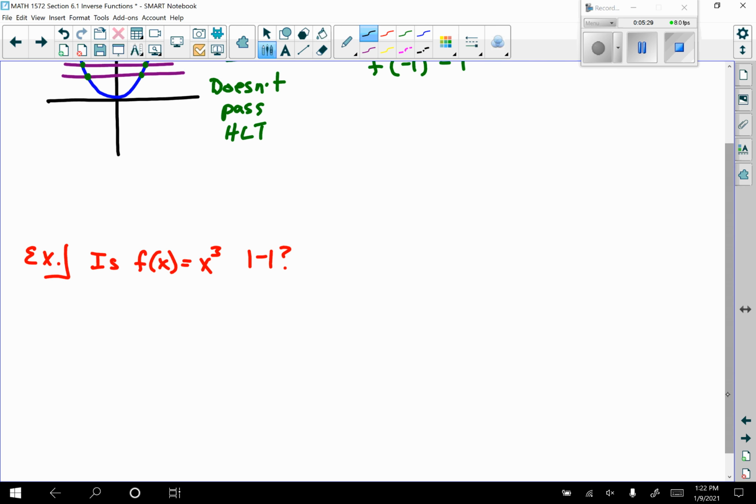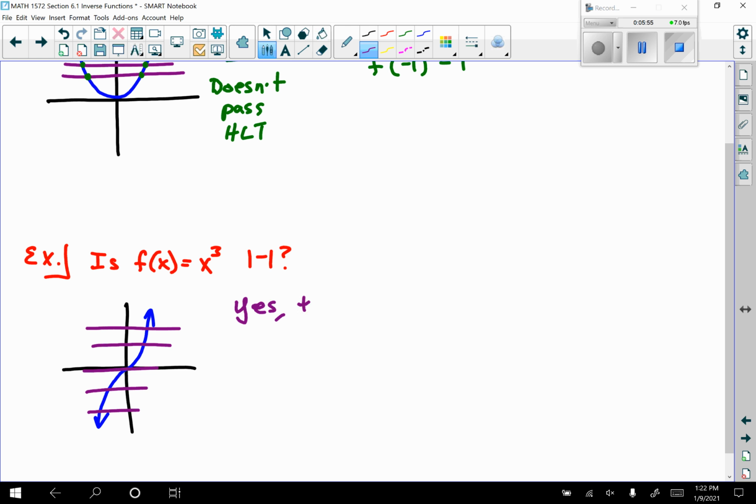Another example is f of x, which is equal to x cubed, 1 to 1. You guys remember what the graph of y equals x cubed looks like? Hopefully you do. If not, you can always pick some values. So it starts over here, crosses at the origin, and then tends to go up. So would this pass the horizontal line test? Absolutely. So we would say yes. This passes the horizontal line test. So in other words, every output is going to be different.